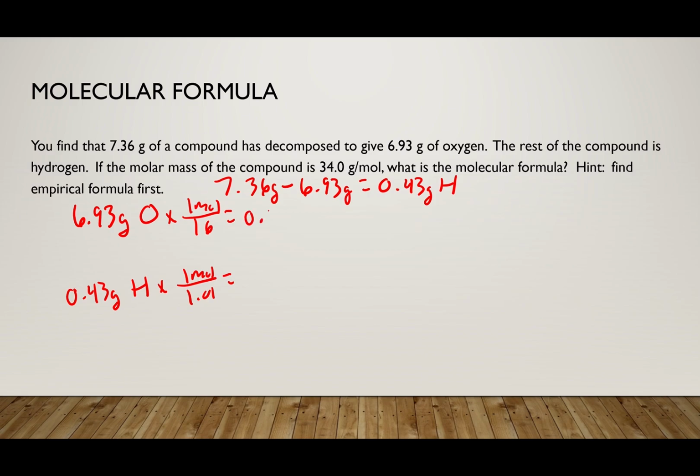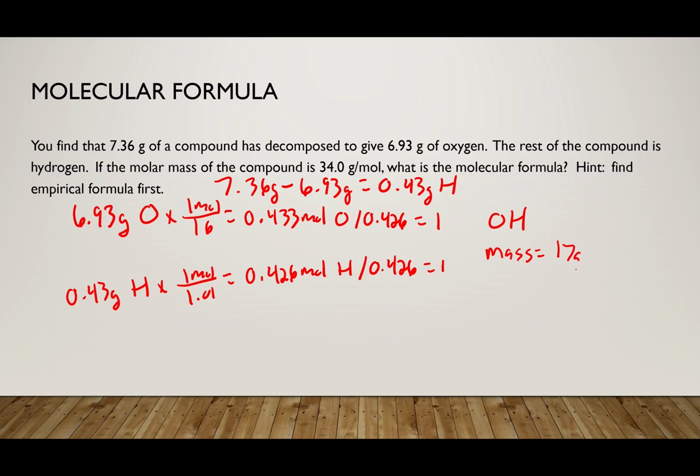So this gives us 0.433 moles of oxygen and 0.426 moles of hydrogen. We divide them both by 0.426, and we get a 1-to-1 ratio. So that means our empirical formula is OH. We can then go ahead and find the empirical mass, which is 17 grams per mole. Since we know the true mass is 34, we would take 34 divided by 17, and that is a factor of 2. So our molecular formula would be double the original, and just written in the correct order, it would be H2O2.